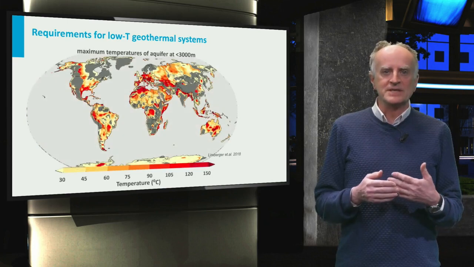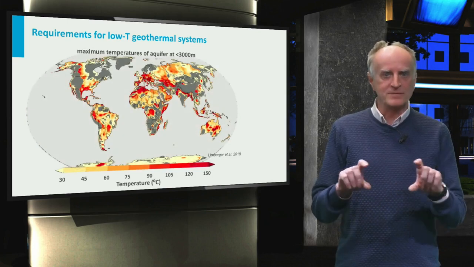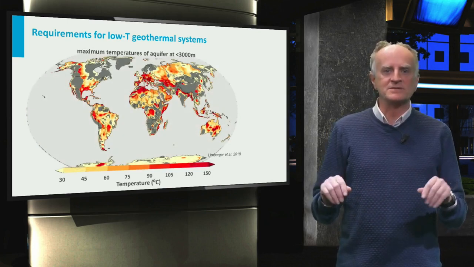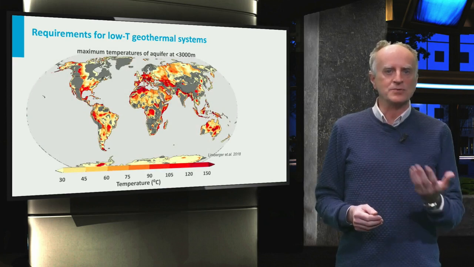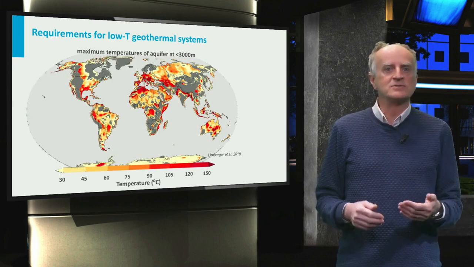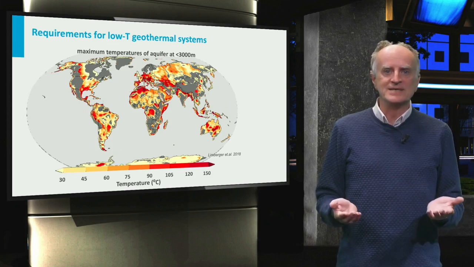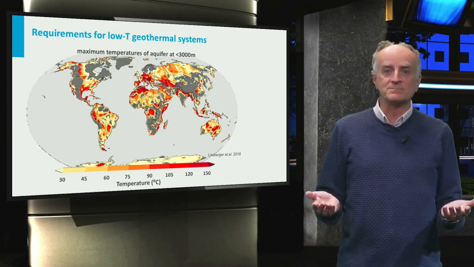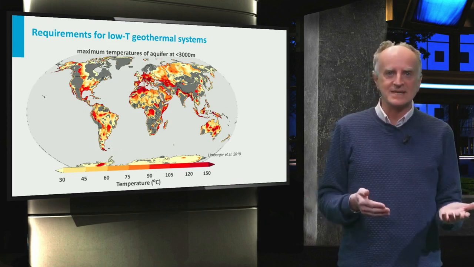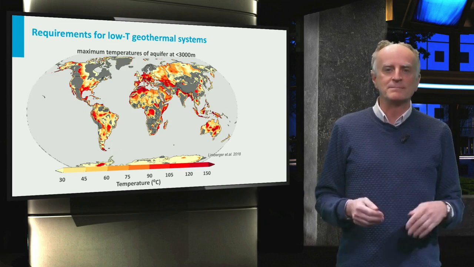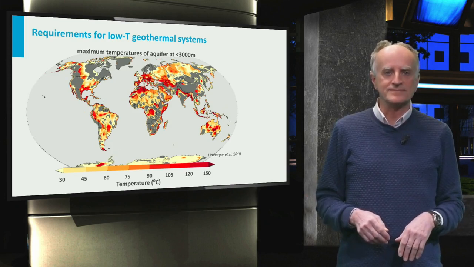In the map, you see the maximum temperatures in aquifers in the uppermost 3 kilometers of the crust. If you exclude areas such as mountains and zones of outcropping basement, you can easily conclude that in very large parts of the world, aquifers exist which can be exploited for low temperature geothermal heat production.